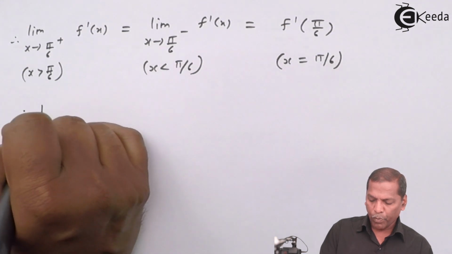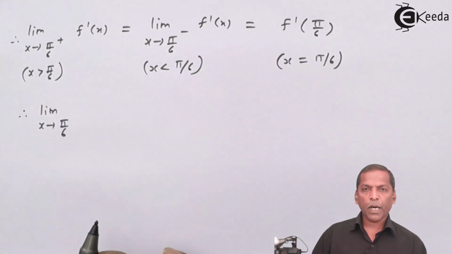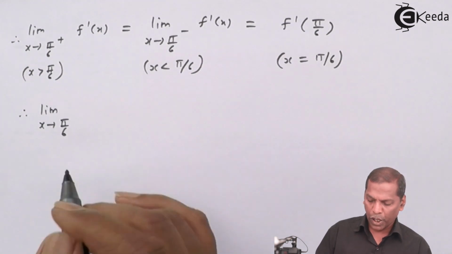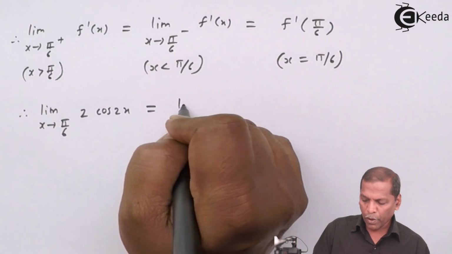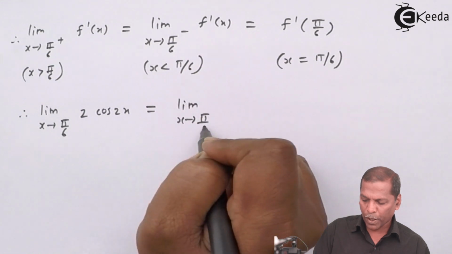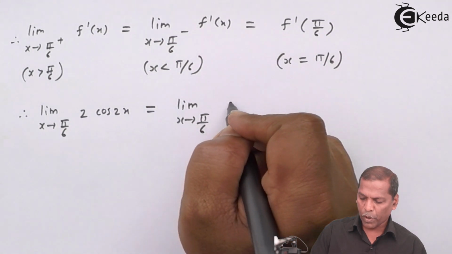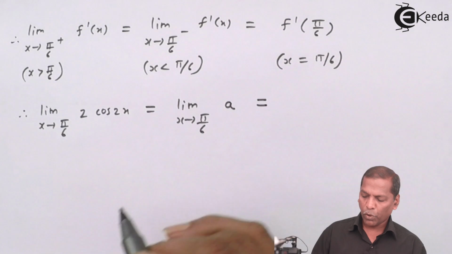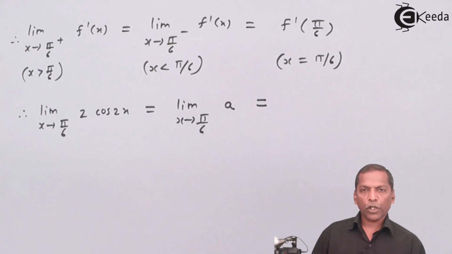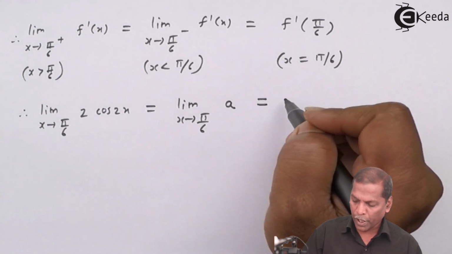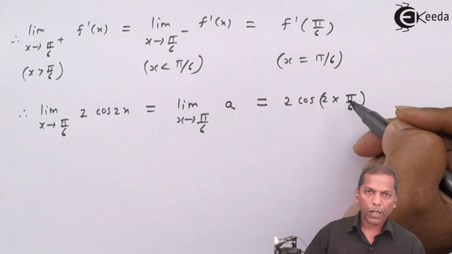So the next step will be limit x tends to pi by 6. Now for x greater than pi by 6, we have f'(x) equal to a, that equal to limit x tends to pi by 6. Now for x less than pi by 6, we have f'(x) equal to 2 cos 2x, and that equal to f' of pi by 6. It means at x equal to pi by 6 we have function 2 cos 2x. So we write 2 cos 2 into the value of x, that is pi by 6.